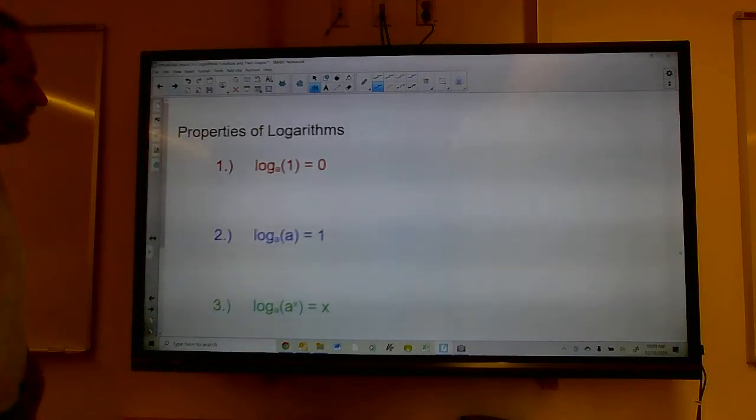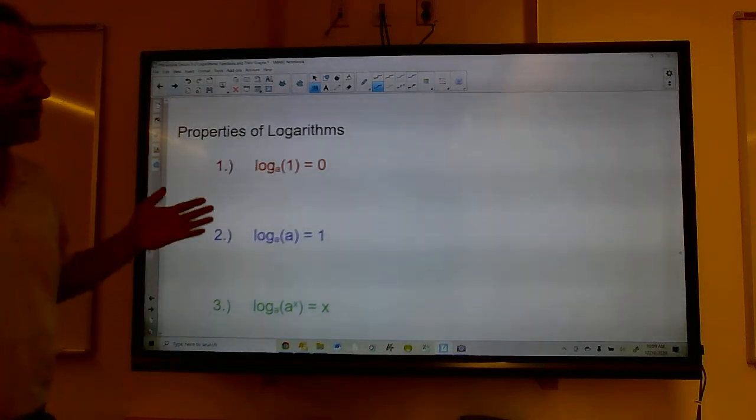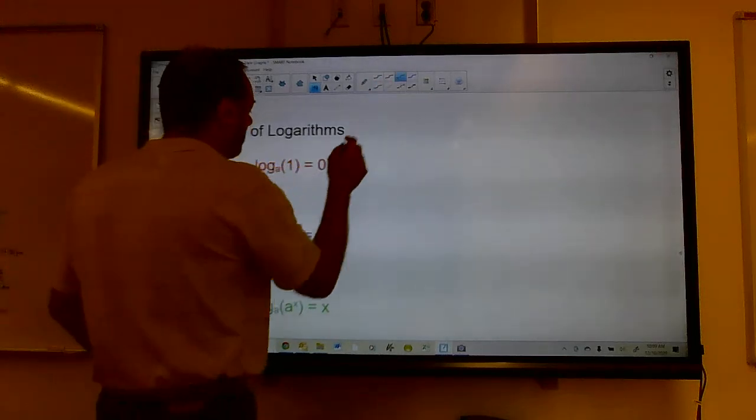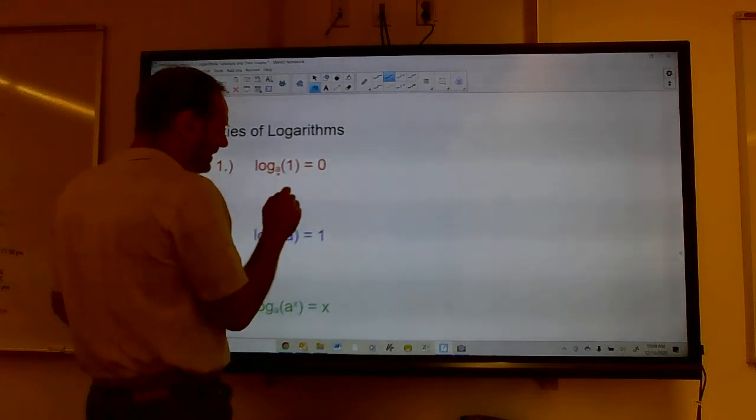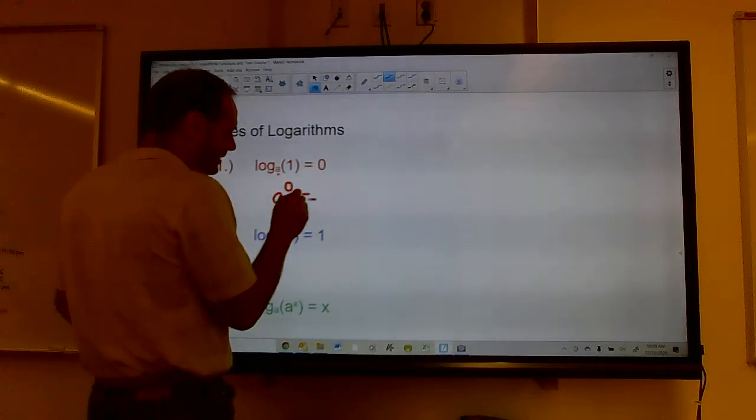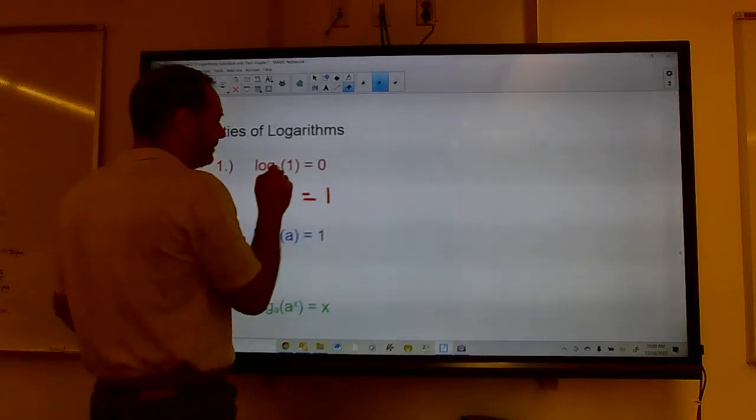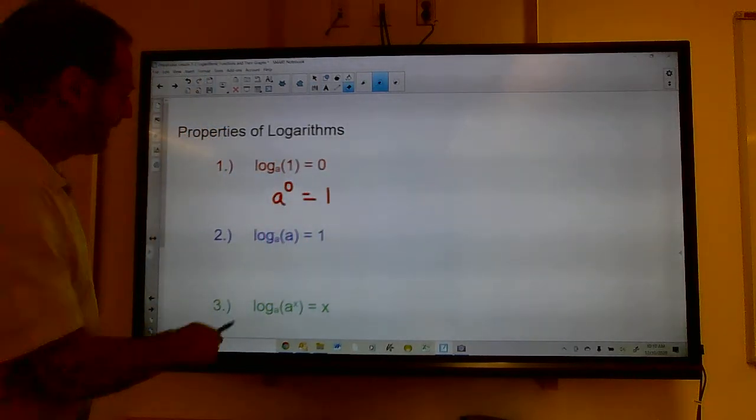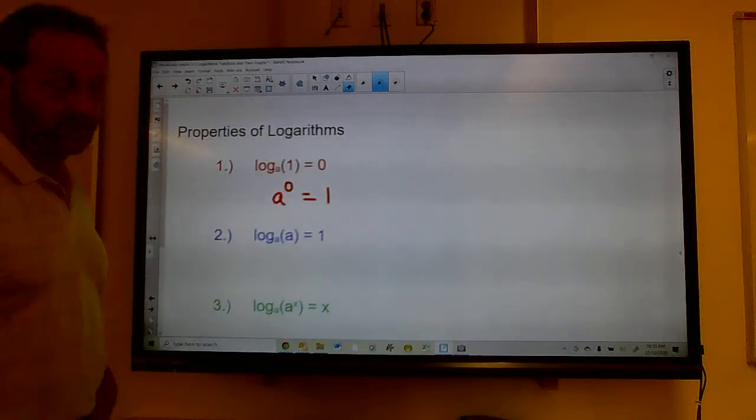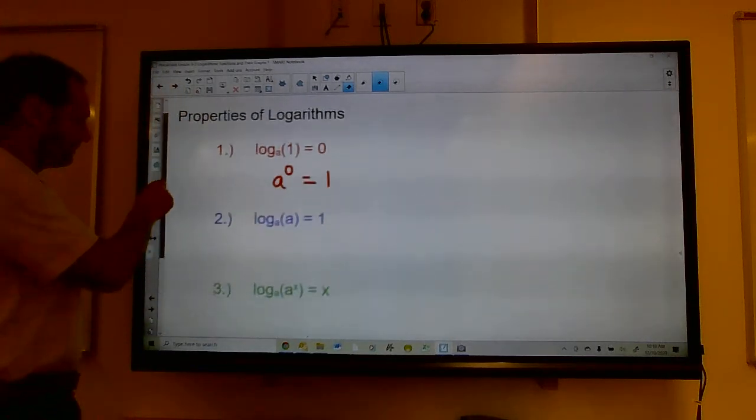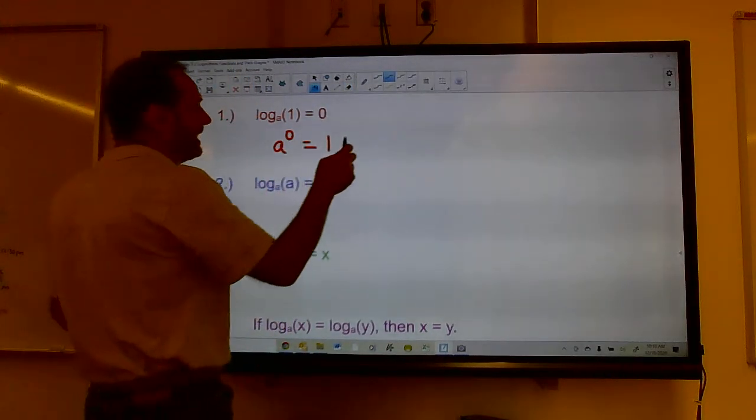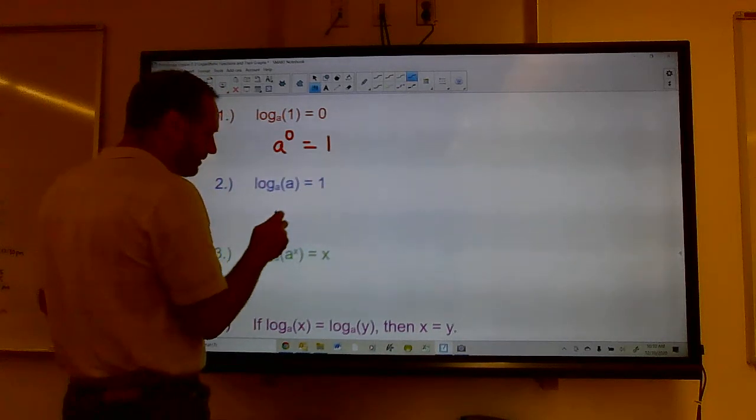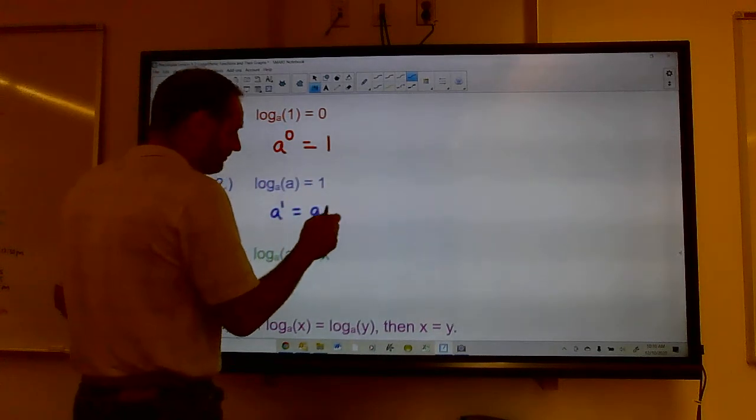Okay, so some properties of logs. The log base a of 1 is always 0. So it doesn't matter what the base is, it's 0. And the reason for that is, remember if I rewrite this as an exponent, a is my base, this is my exponent, and this is what it equals. So anything, a stands for anything in this case, anything to the 0 power is 1. The log base a of a is 1, all right? So that makes sense because, again, if I rewrite this thing as a to the first power, guess what that equals? A.